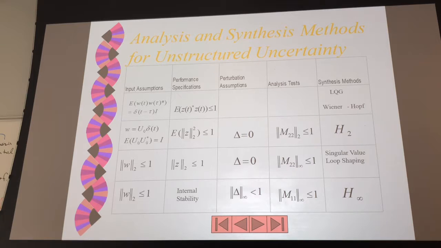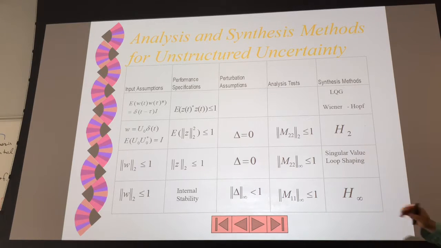So the overall system performance requirement is to make it internally stable. Then if you want perturbation, assume the perturbation is unitary and less than 1, then it amounts to M11, the infinity norm is less than 1. This is the test protocol you have to satisfy. Then what is the synthesis method? How to achieve that? You must go to H infinity.